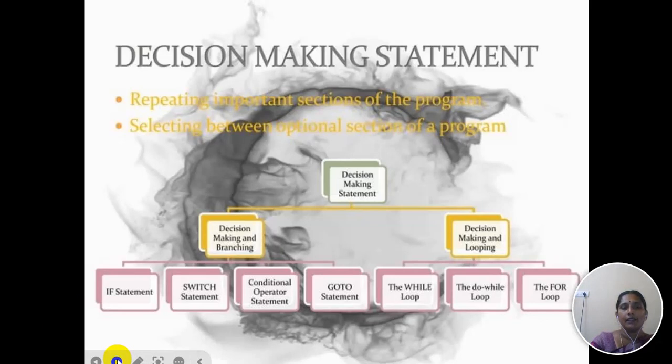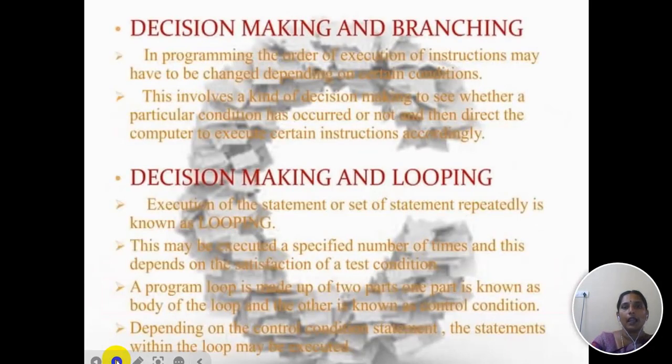Decision making and branching consists of four types: if statement, switch statement, conditional operator statement, and goto statement. Decision making and looping consists of three types: while loop statement, do-while loop statement, and for loop statement. Repeating an important section of the program is nothing but looping. Selecting between the optional sections of a program is nothing but branching. Now we have to see decision making and branching, and decision making and looping statements.